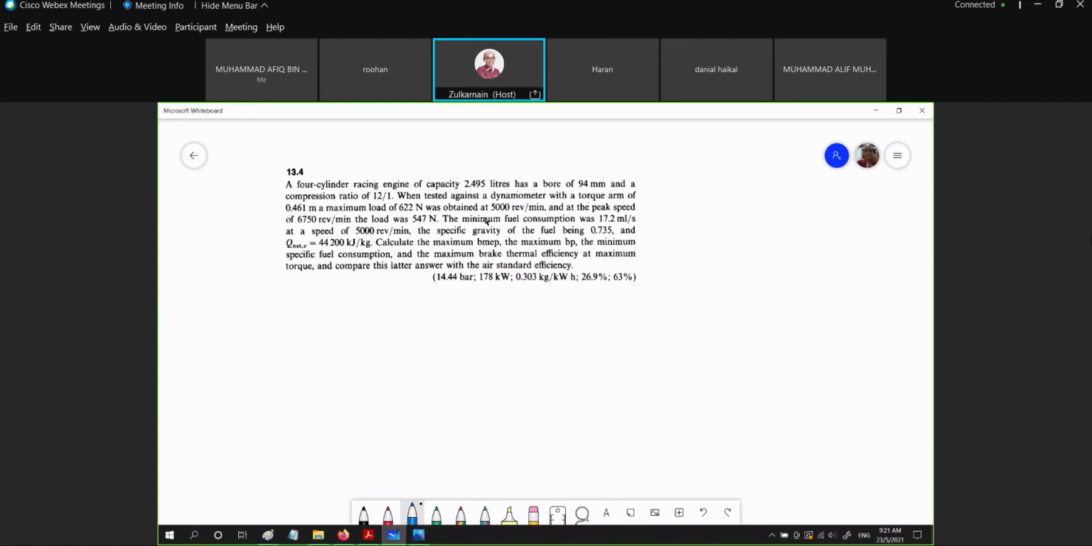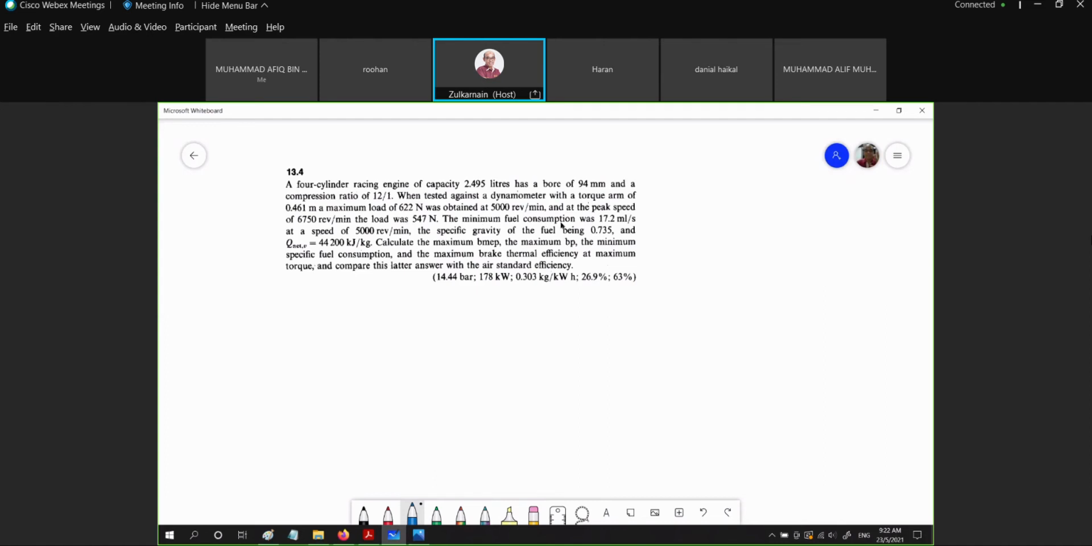So what is given right here is two sets of data. One data is from the running of the engine at 5,000 RPM, which gives us the load of 622, and another test at peak speed. This is the maximum speed that we can obtain from the engine, at 6,750 rev per minute, where we get a load of 547.